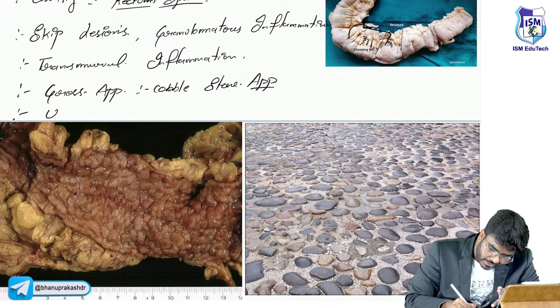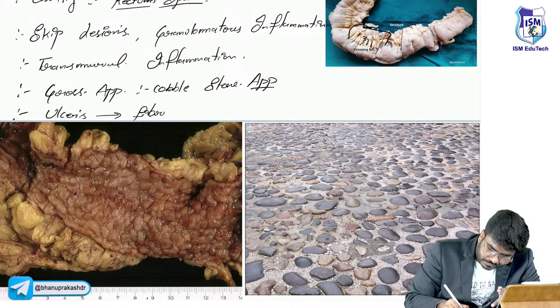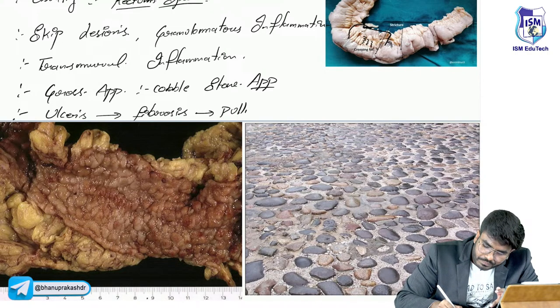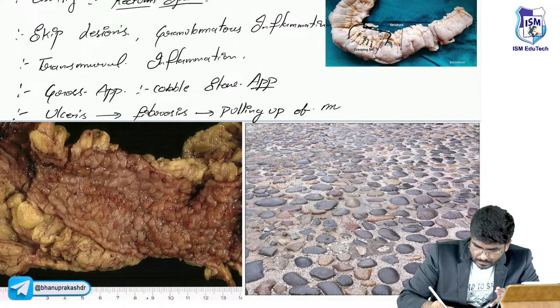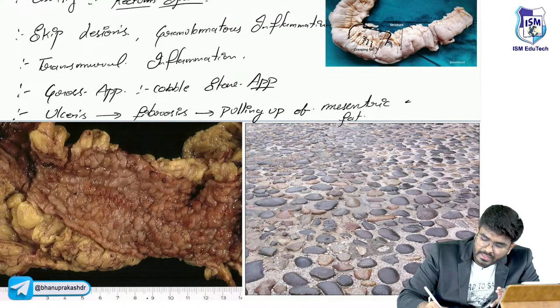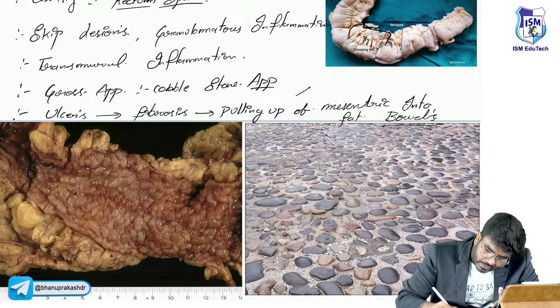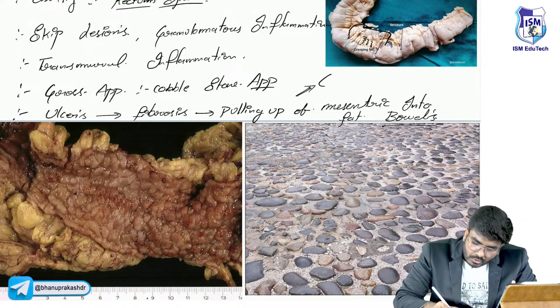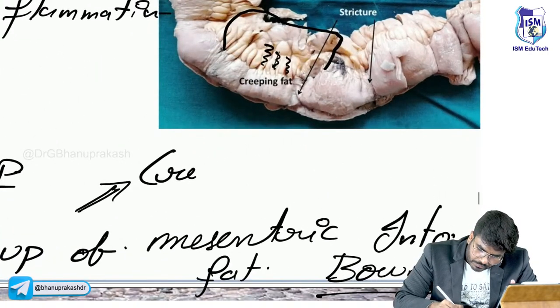So, first let me write: ulcers are going to heal by fibrosis. Due to this fibrosis, there is pulling up of mesenteric fat into the bowels. Bowels means intestine. That will give creeping fat appearance. Creeping means it's creeping, like a creeper.